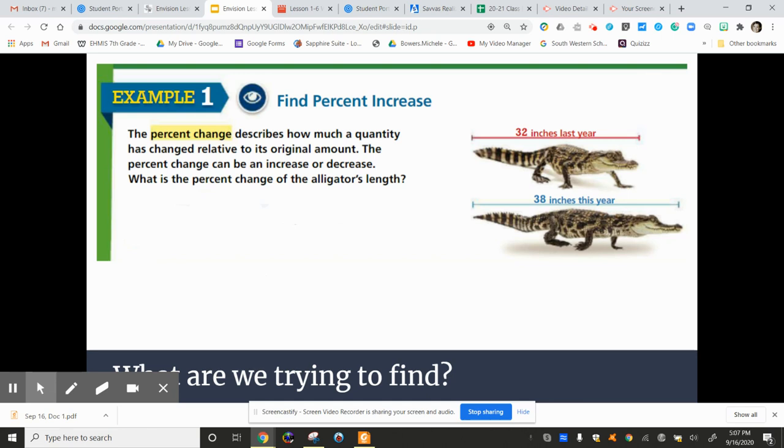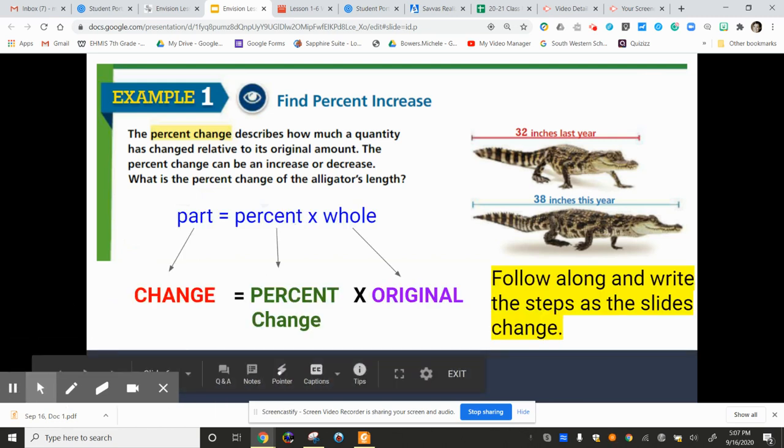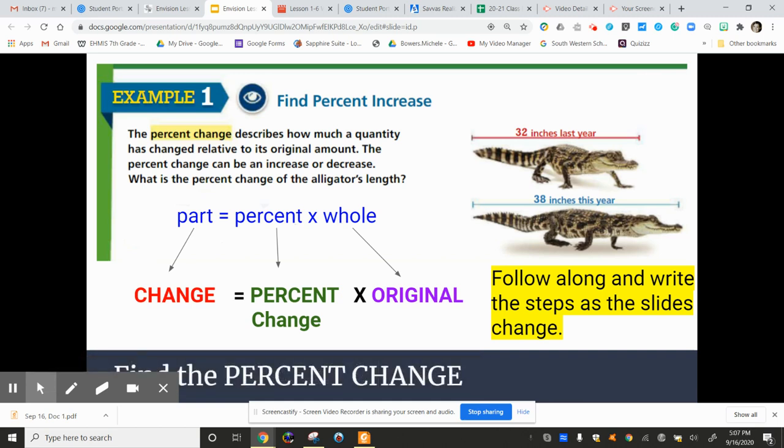Whenever we're using percent problems, we're going to use the same equation to help solve them. Since what we're looking for is the percent change here, we are going to use our percent equation: the part equals the percent times the whole. So what does that mean in this problem? What's the part, what's the percent, and what's the whole?